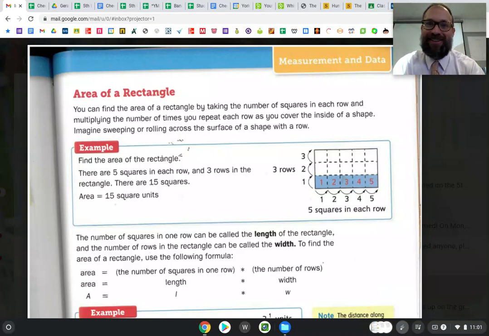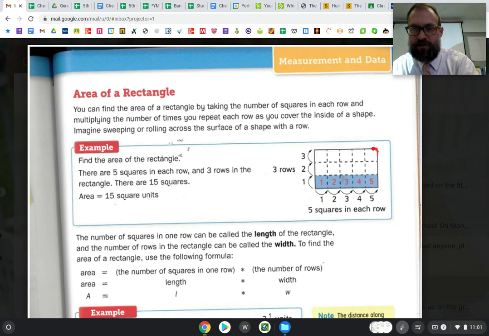Area of a rectangle. You can find the area of a rectangle by taking the number of squares in each row and multiplying by the number of times you repeat each row as you cover the inside of the shape. Imagine sweeping or rolling across the surface of a shape with a row. For example, find the area of the rectangle.